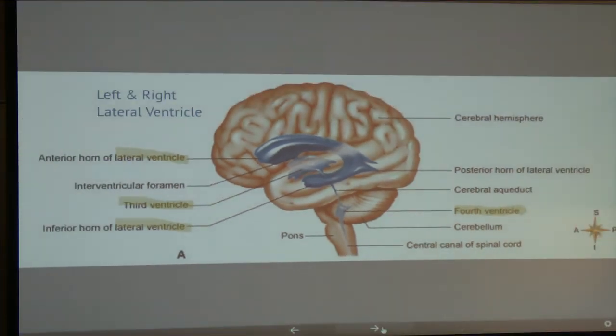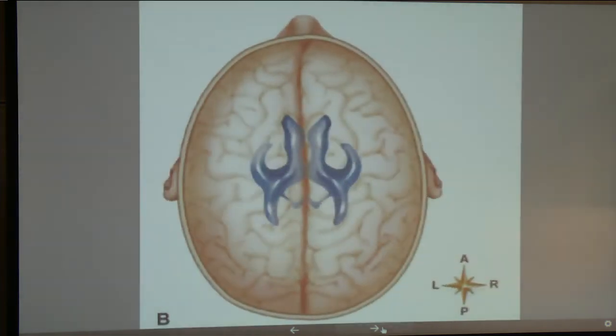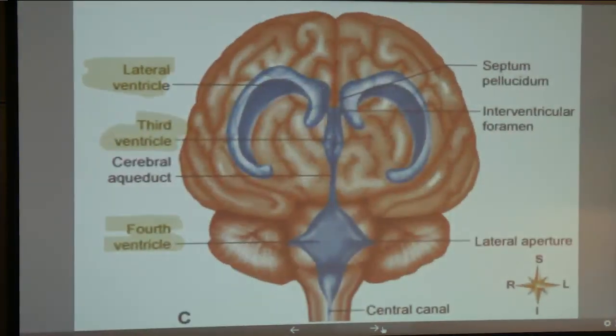So absolutely, you should be familiar with locations of these ventricles. When we do a brain dissection, I will have each group point out all four of these ventricles, so you need to be able to find them. And there'll be the open spaces.